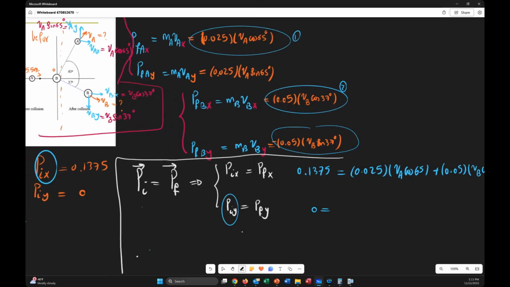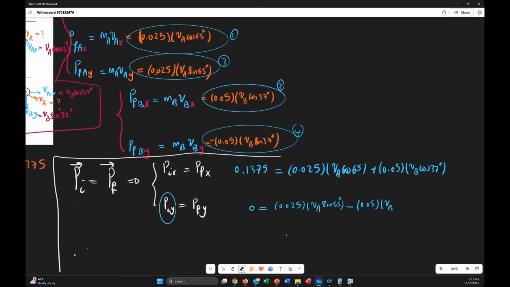Now add them the y and y, yes? 3 and 4 together. Okay, 1 is positive, yes? 0.025 VA sine 65, yes? And when you add, okay, there is a negative here, yes? Okay, it's gonna be negative 0.05 VB, good? Sine 37, okay?